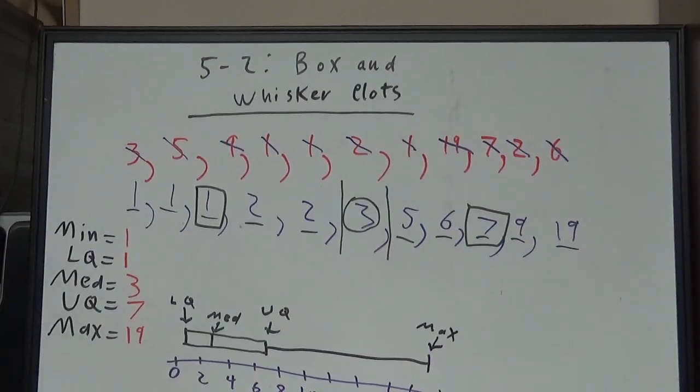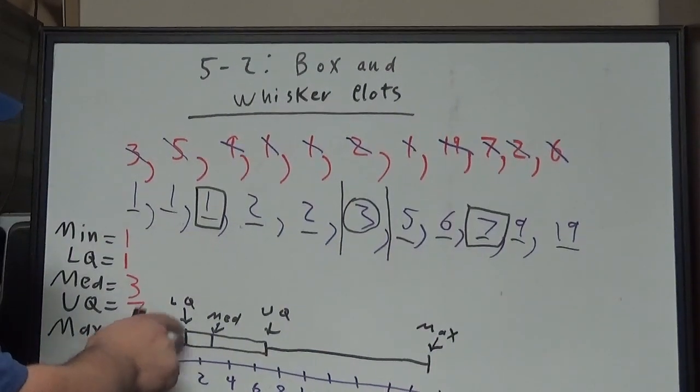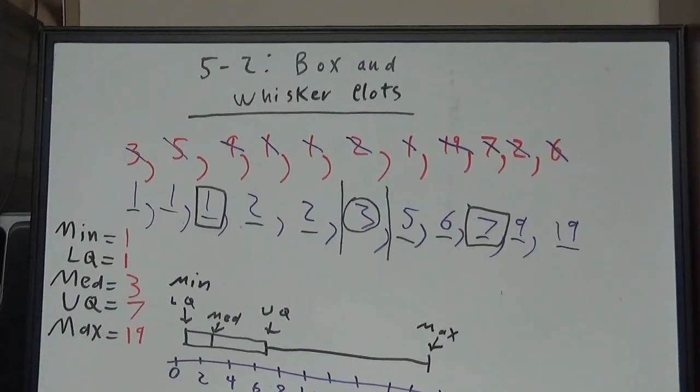Now, what about the minimum? Well, the minimum's a problem because our lower quartile is the same as the minimum. How do I draw a whisker? And this is the thing, I can't draw another whisker. Our minimum happens in this case to be the same as the lower quartile. So in this case, I cannot draw a whisker. So this is our box and whisker plot.